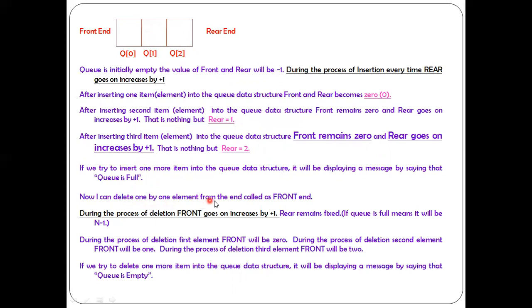Now I can delete elements one by one from the end called the front end. Have a look at this. During the process of deletion, front increases by +1. Rear remains fixed. Let us assume that if the Q data structure is full, rear equals n minus 1. When I delete the first element, front will be 0. Deleting the second element, front will be 1. Deleting the third element, front will be 2. Like that, every time front increases during deletion. During insertion, rear increases.